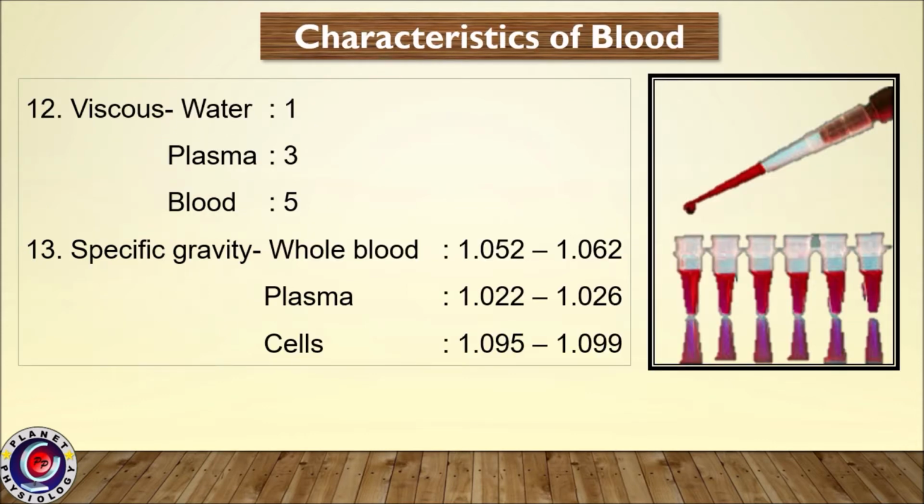Blood is viscous in nature and viscosity of blood is 5 times than that of water, and if you just consider blood without cells, which is called as plasma, its viscosity is 3 times than that of water. Specific gravity of whole blood ranges between 1.052 to 1.062. Plasma is 1.022 to 1.026, and if you just take the cells, its specific gravity is even much higher. It is 1.095 to 1.099.